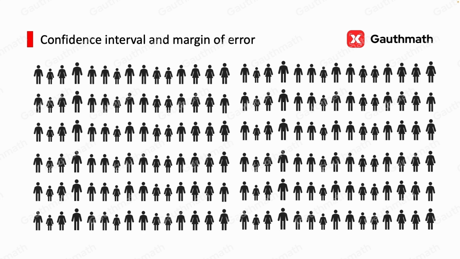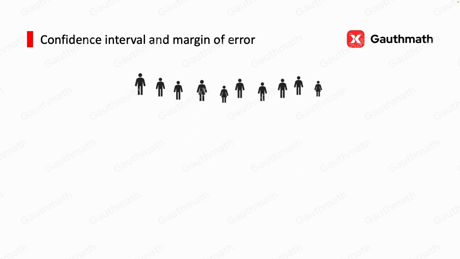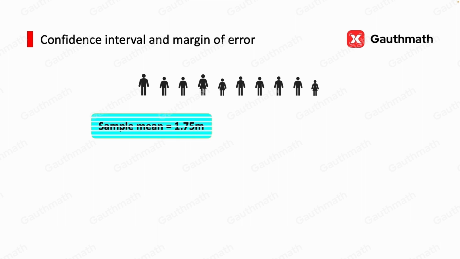So if we want to know the average height of every student at the school, it would be very tiresome to measure everyone at the school. So what we can do is to take a sample of the students and then use the sample average to estimate the population average. Say the sample average of 10 students is 1.75 meters.